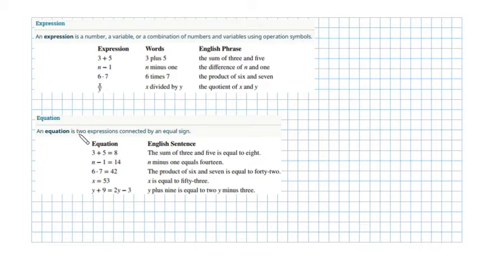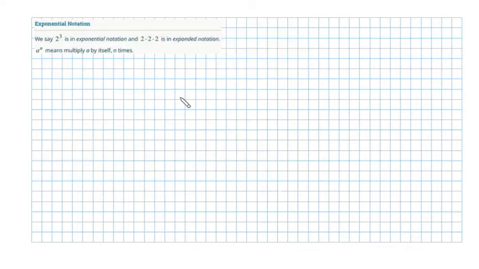So an equation is simply 2 expressions connected by an equal sign. So notice now what we have is a full sentence. We have the sum of 3 and 5 is equal to 8. The difference of n and 1 is equal to 14. The product of 6 and 7 is 42. X is equal to 53. And the sum of y and 9 is equal to the difference of 2y and 3.